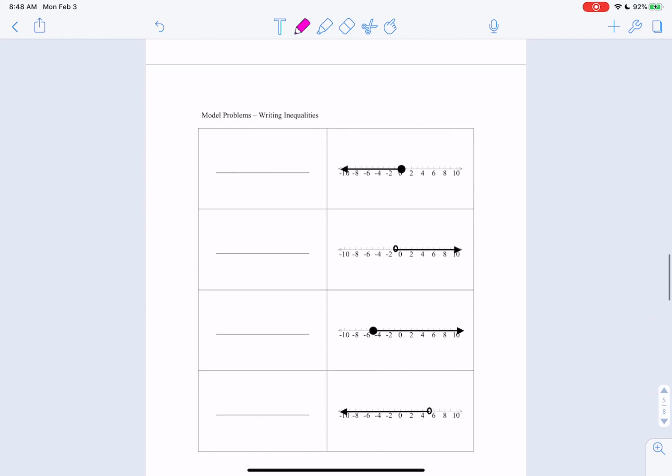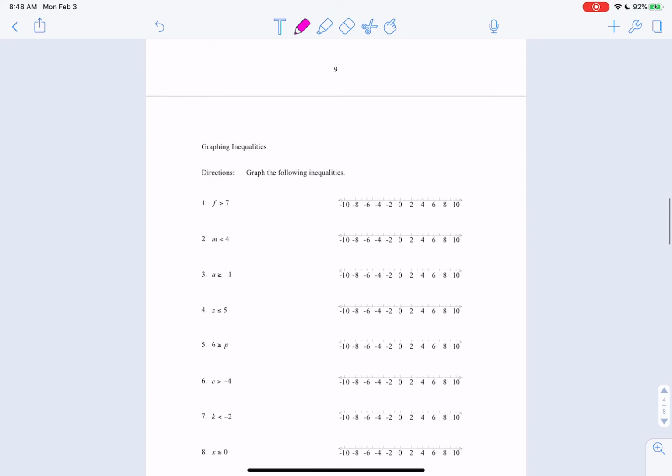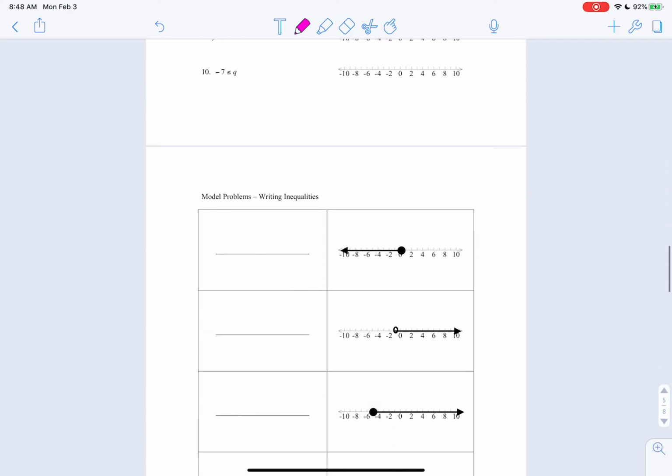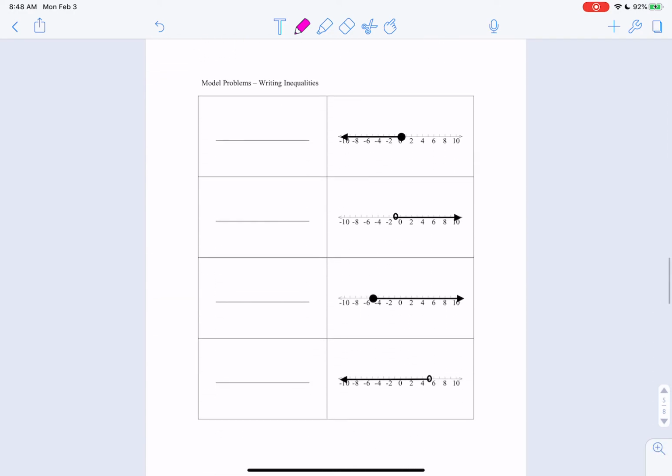On this one now, you are going from the graph and you're actually writing the inequality, okay? So before we had the inequality and you had to graph it, but now we're going backwards. So I definitely want to show you how to do these.